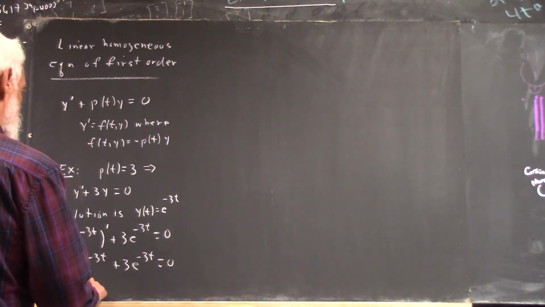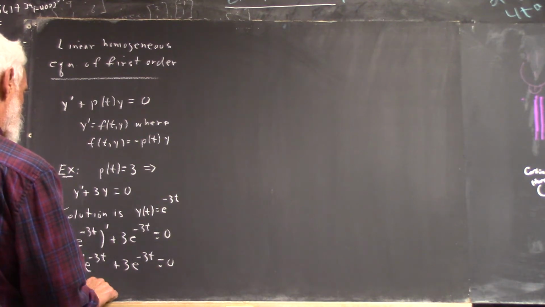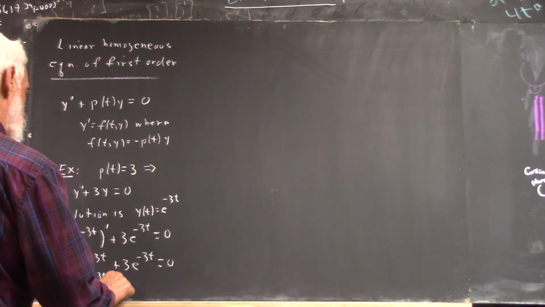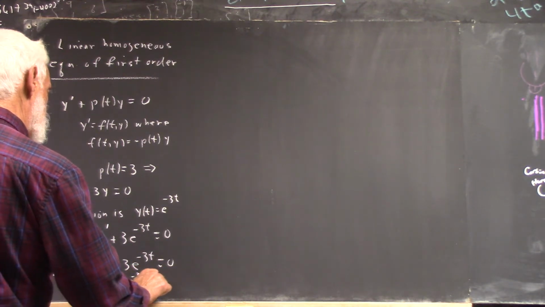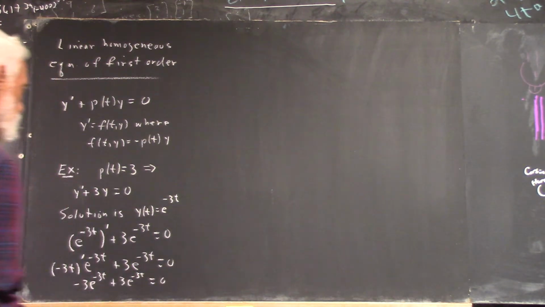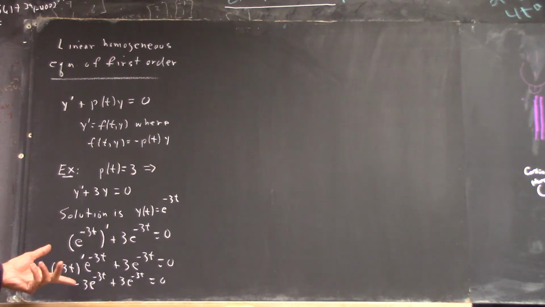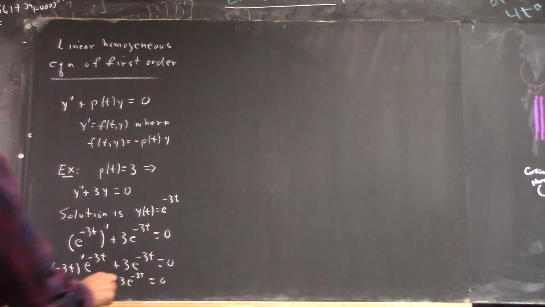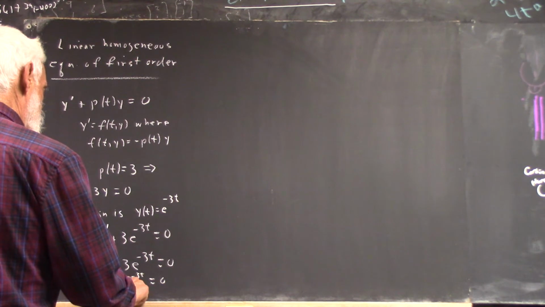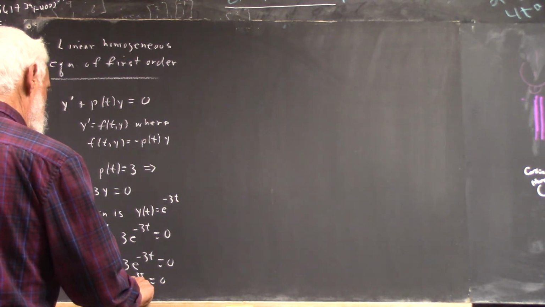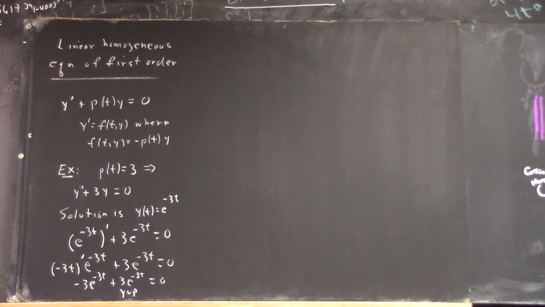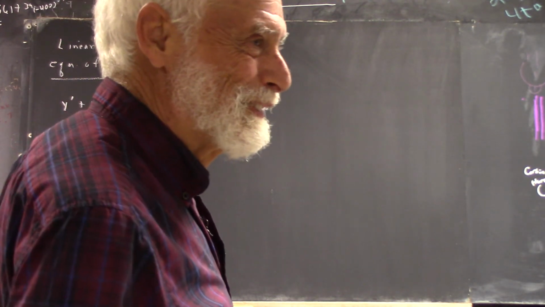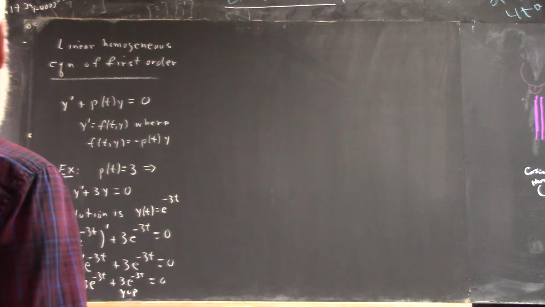Okay, and this is negative 3 e to the negative 3t plus 3e to the negative 3t equals 0, and that's obviously true, right? So in standard sophisticated mathematical language, we'll say, yup. Okay? Make sense?